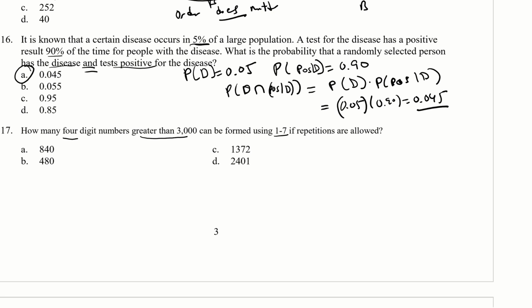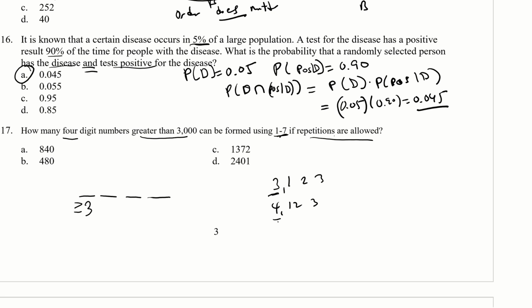All right, how many 4-digit numbers greater than 3,000 can be formed using 1 through 7 if repetitions are allowed? So we have 4 digits, and it has to be greater than 3,000, meaning the first digit is greater than or equal to 3. For example, we could use 3,120, because that's bigger than 3,000. We could do 4,120. We can't use 0. So 4,123 and so on and so forth, right? We could use 3, 4, 5, 6, or 7 for the first digit.